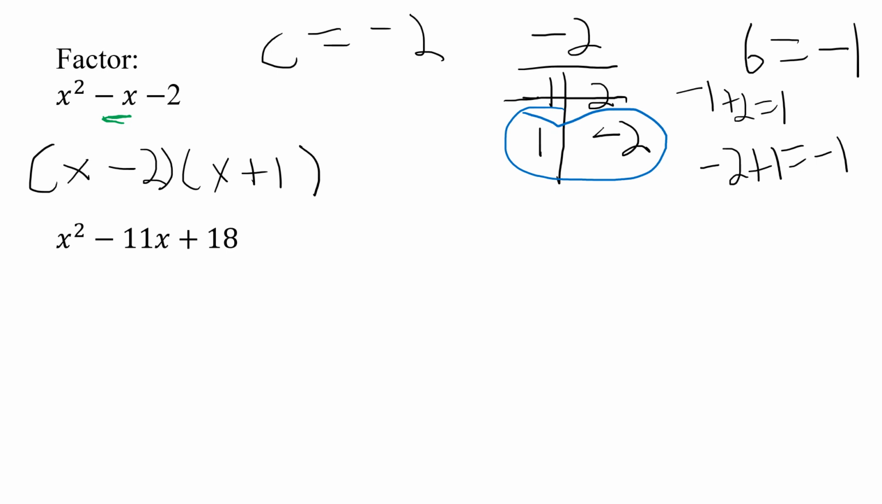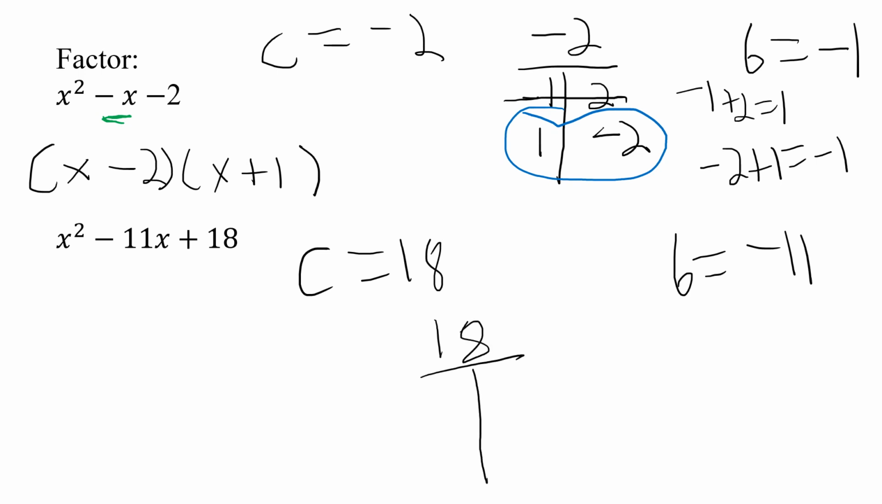Let's try this again, but with x squared minus 11x plus 18. What is c? c is 18. What is b? b is negative 11. Now, we need a positive c, but a negative b. There's only one way to do that. How do we use negative numbers to multiply to a positive? Well, we know that a negative times a negative is a positive, and a negative plus a negative is just something that is more negative.